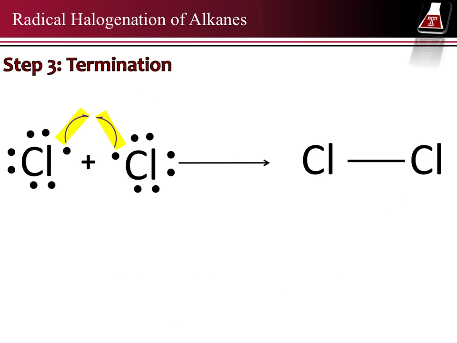Termination involves two radicals coming together to form a covalent species. It can be two chlorine radicals, which I've shown here. There's all kinds of radicals flying around in a radical reaction, and when they hit each other, that step is a termination step. If you happen to have a methyl radical and a chlorine radical come together to form chloromethane, that is also a termination step.